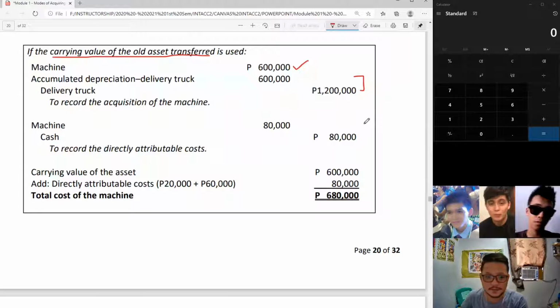So, i-add mo dyan yung directly attributable costs. That would give us a total cost of the machine of 680,000. Take note na walang gain or loss if the carrying value of the old asset transferred is used. So the scenario is the same as to parang walang commercial substance ang transaction, if that is the case.